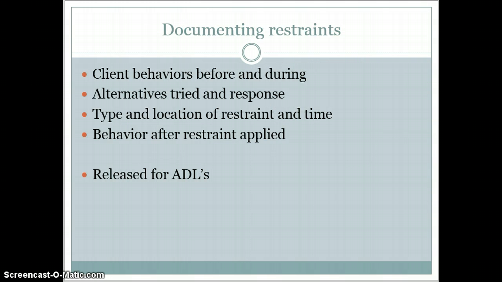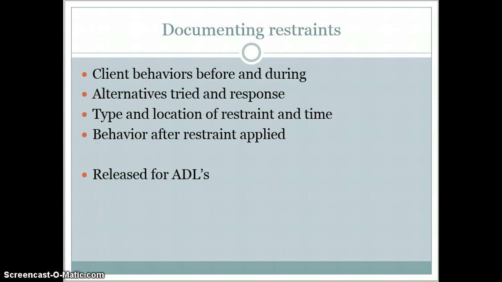When we document restraints, we want to make sure, again, their behavior before, so that when somebody audits or looks at that chart, they say, yeah, they did need restraints used. They were unsafe. It was not a safe situation. And then how are they doing with that on? What are the alternatives that we tried? Before you put somebody in restraint, you should have tried many other things to help keep that patient safe.